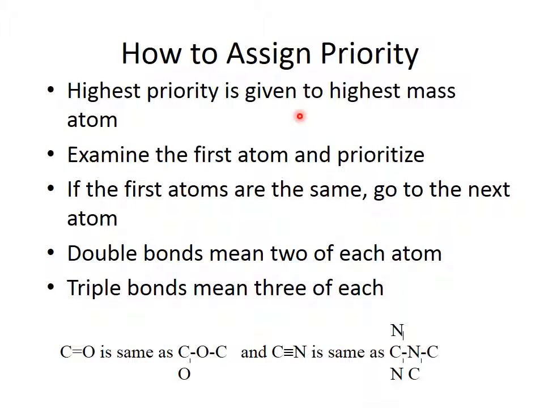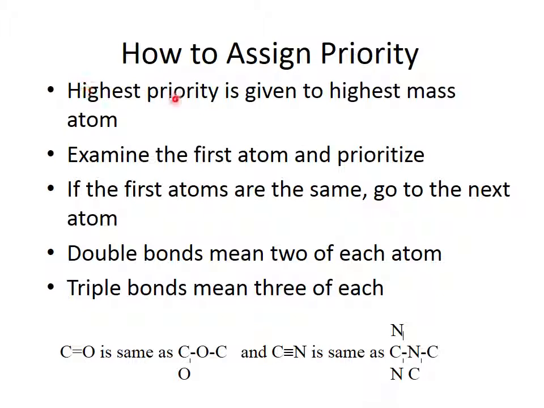Okay, now we're going to take atoms and we're going to learn how to assign priority to the groups attached to them. We have learned that if the priority is clockwise, then we give an atom an R configuration. If the priority is counterclockwise, we give an atom S configuration. Now we're going to learn how we give those priorities.